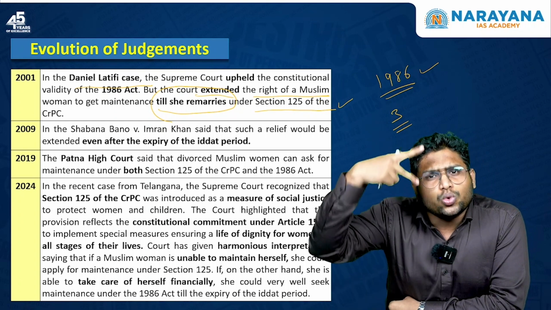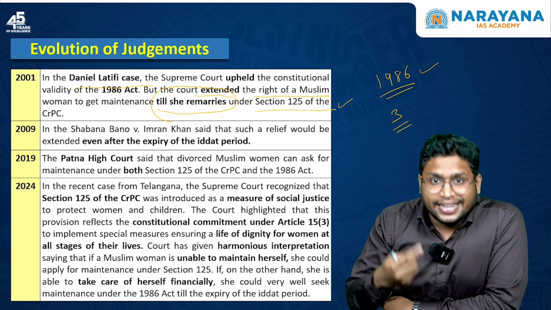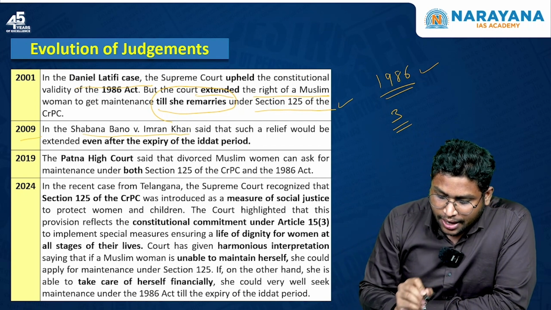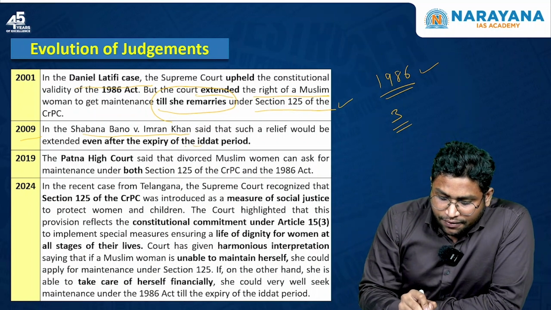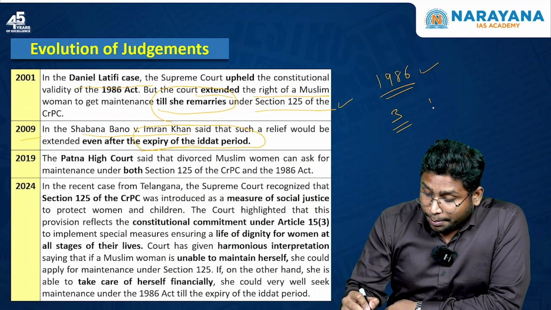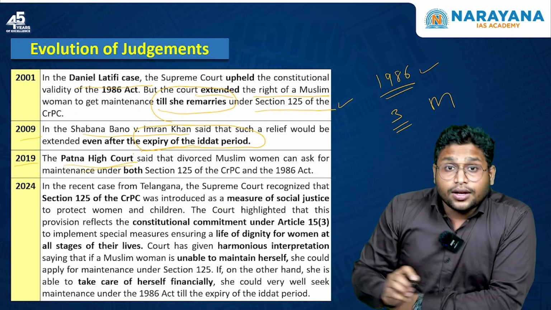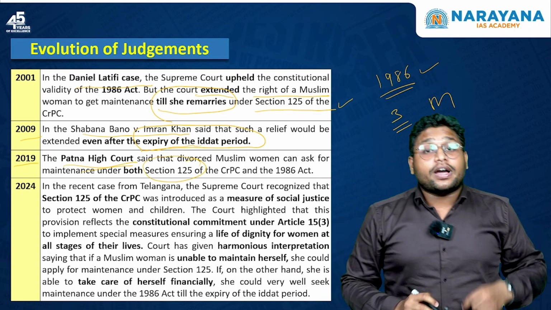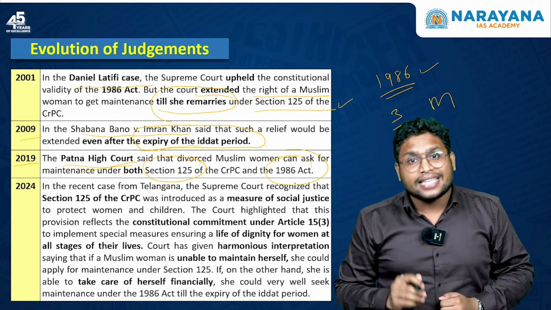Because there are now 2 acts and there is some contradiction, we are referring to it again and again. In 2009, there is the case Shabana Bano versus Imran Khan, in which the court again said that even after the expiry of the iddat period, we will provide the maintenance. In 2019, the Patna High Court said that a woman will have a choice that she may go for Section 125 of the CrPC or she may go for the 1986 Act.